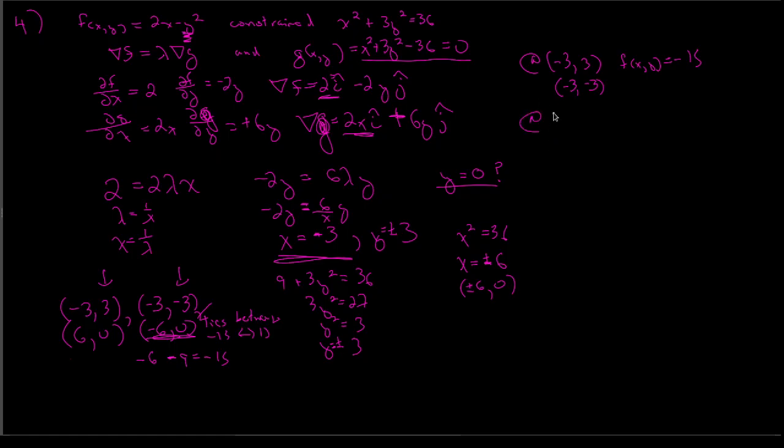So this is neither a minimum nor a maximum. So if we put in 6 comma 0, then f of x, y is equal to 12. And so this is maximized at 6 comma 0 given the constraint, and minimized at negative 3 comma plus or minus 3. And that's the Lagrange multipliers working out for us.